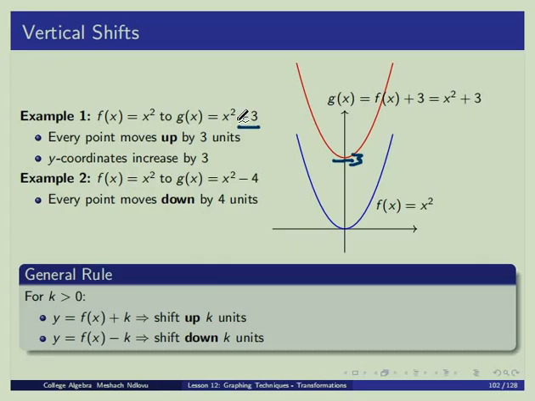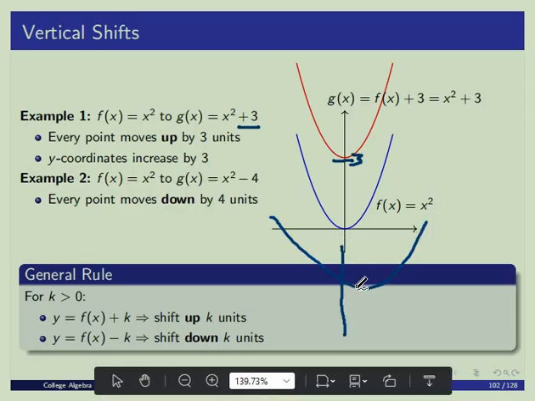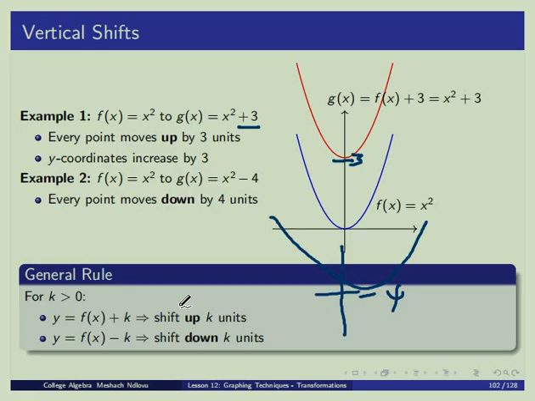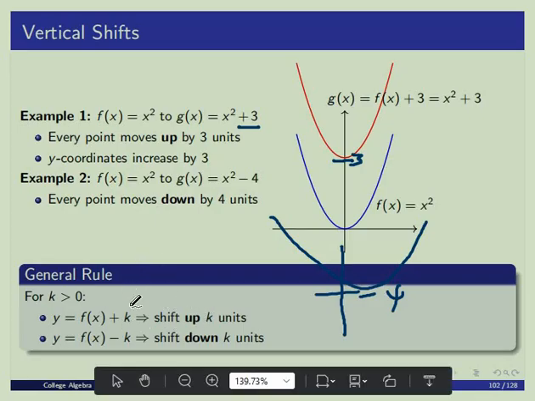So this addition of 3 affects the y coordinate, so we call it a vertical shift. And then another example: if you are given this same function and then you are given x squared minus 4, the graph will be somewhere here. This is minus 4, and this is a downward movement, or downward shift.